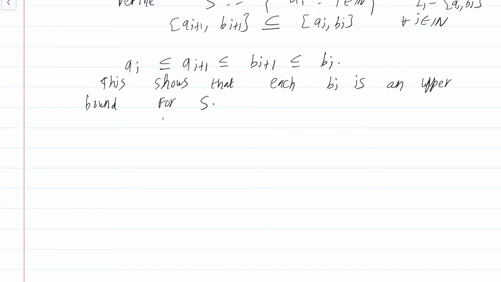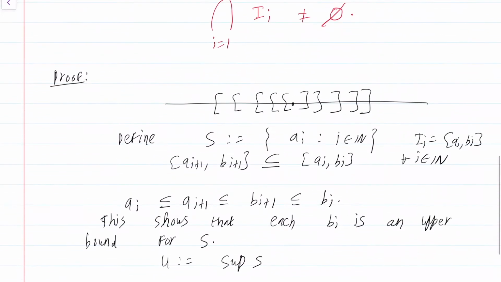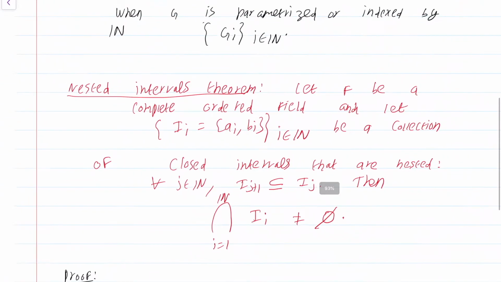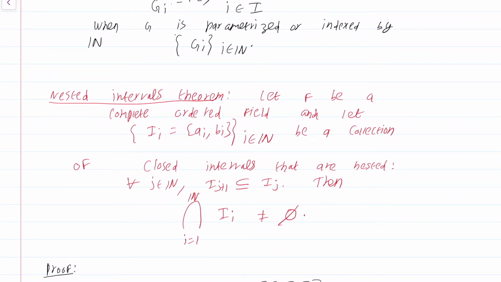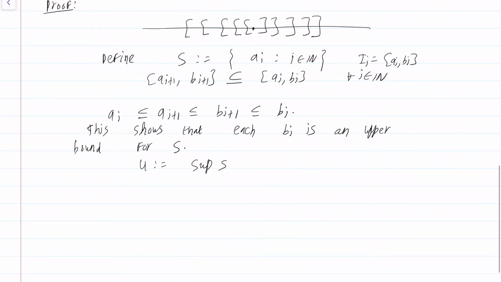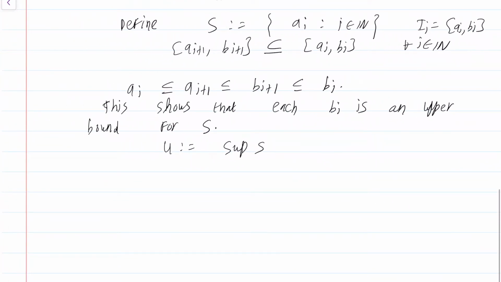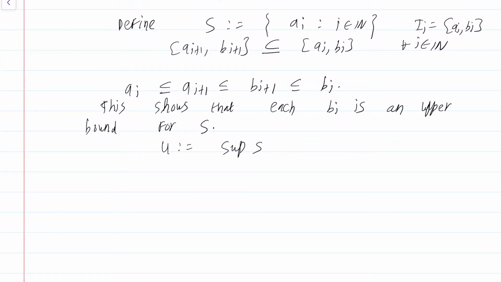Okay. Now let U be, by definition, the supremum of S. Why does the supremum exist? Well, because we took a complete ordered field. Because we considered a complete ordered field, the supremum exists. So define U to be the supremum of S.